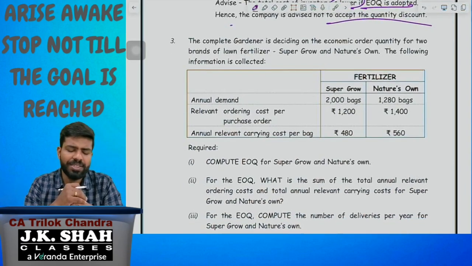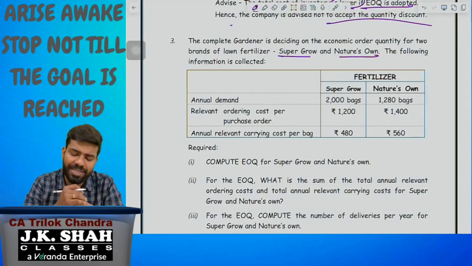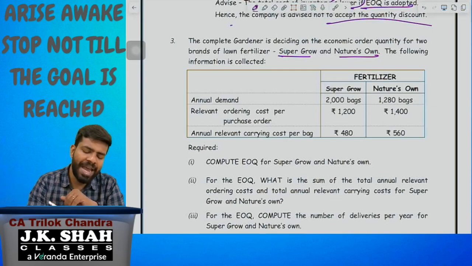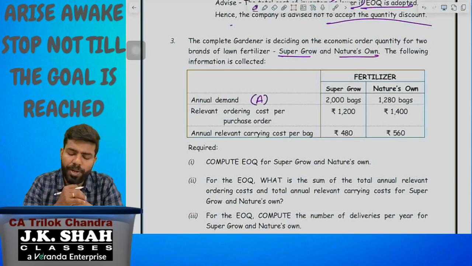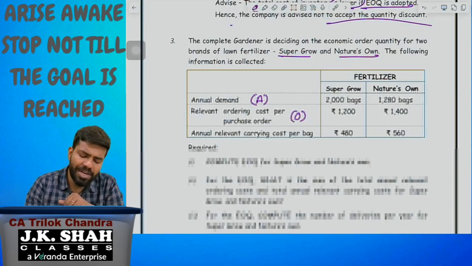Very simple question. Look at this. The complete gardener is deciding on the economic order quantity for two brands of lawn fertilizer, that is Supergrow and Nature's Own. The following information is collected. Annual demand, nothing but A: for Supergrow, it is 2,000 bags; for Nature's Own, it is 1,280 bags. Relevant ordering cost per purchase order, nothing but O: 1,200, 1,400. Annual relevant carrying cost per bag, nothing but C: 480, 560. Required: compute EOQ for Supergrow and Nature's Own.